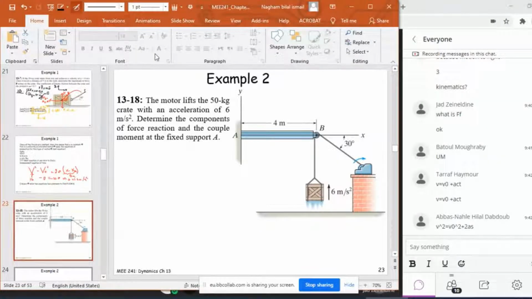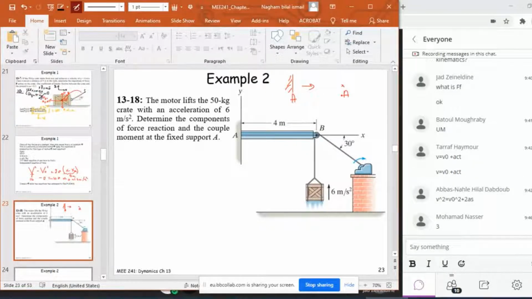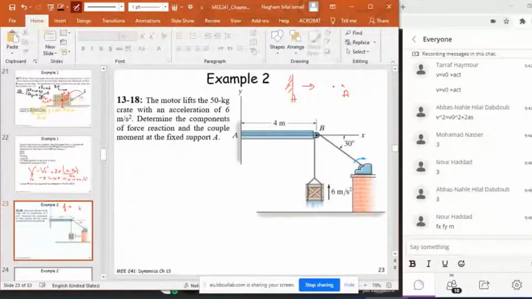Guys, since this is a fixed support, how many reactions should I have on this fixed support? What do you think, guys? If I have a fixed support at A, what are the reactions that I should have at A? 3, yes. What are these 3? I have the horizontal reaction, the vertical reaction, and the moment reaction, right? Since this is a fixed support, I have 3 reactions, 1 in horizontal direction, 1 in vertical direction, and 1 is the moment reaction. And you can assume any direction you want.